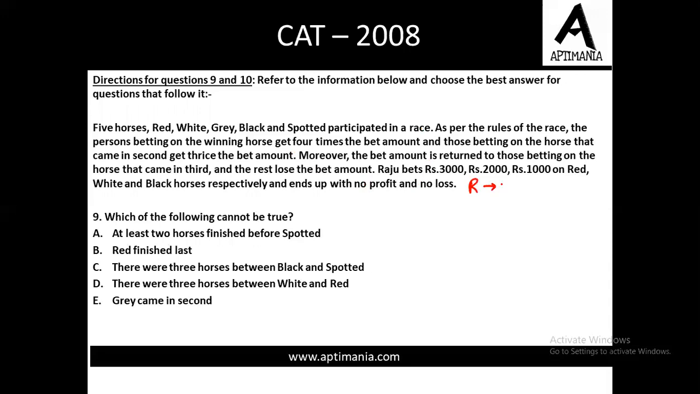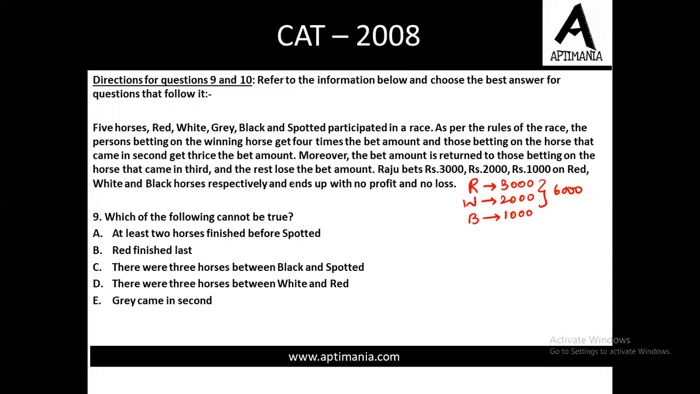Okay, fine. Raju bet rupees 3,000, 2,000, and 1,000 on red, white, and black horses respectively. Red, he invested 3,000. White, he invested 2,000, and black, he invested 1,000. And ends up with no profit and no loss. That means the total investment was 6,000. So the total earnings should also be 6,000. Now, first of all, we need to figure out how we can get the total earnings to be 6,000.